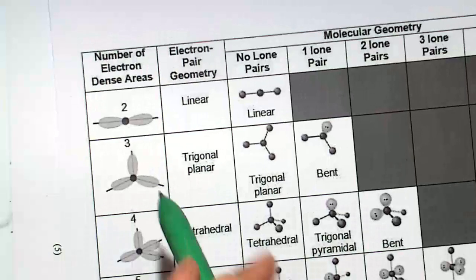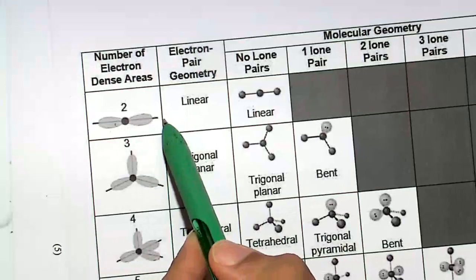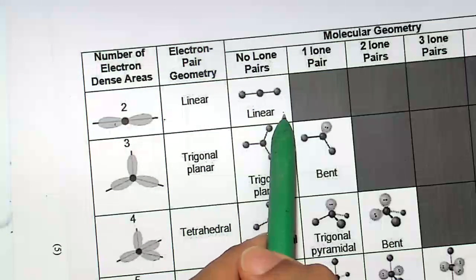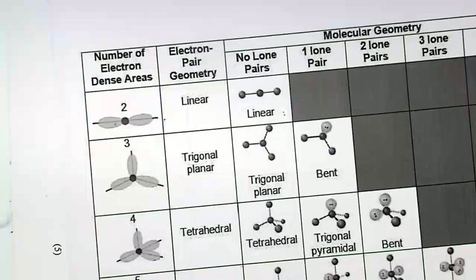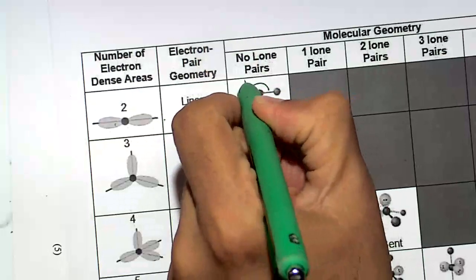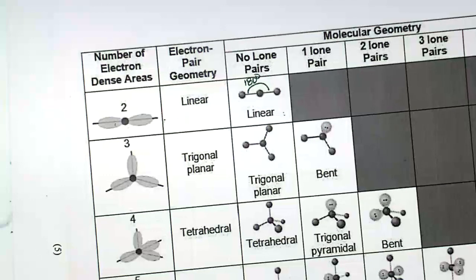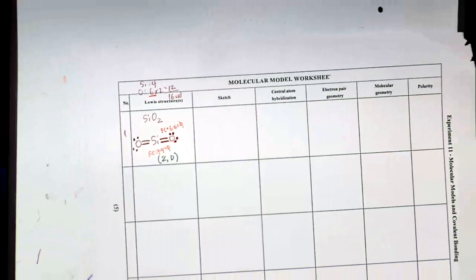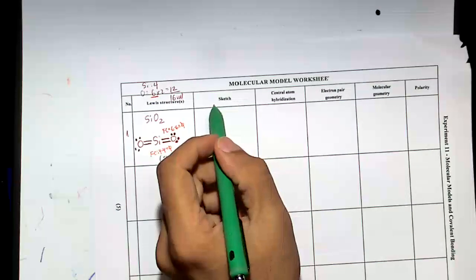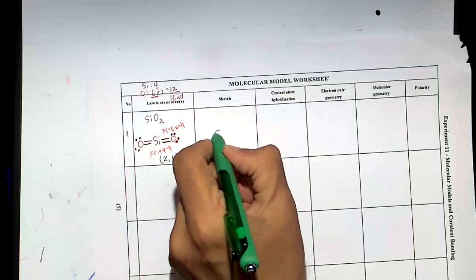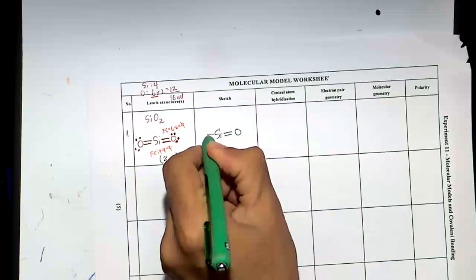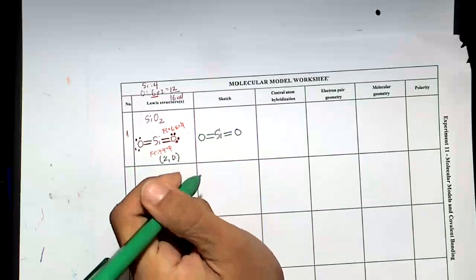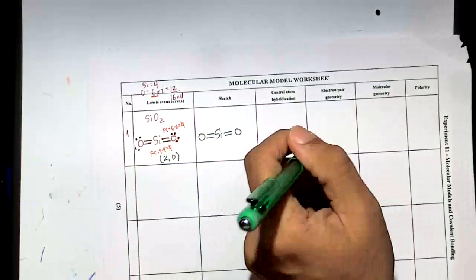So how many bonding and how many lone pairs on the central atom? 2 bonding, 0 lone pairs. So 2 bonds and no lone pairs. This is linear, a straight line, with a 180 degree bond angle. If we sketch this in 3 dimensions, the 2 bonds we use for the sketch are dash and wedge, just the same thing because it's planar. The electron pair geometry and the molecular geometry are the same, and that is linear.